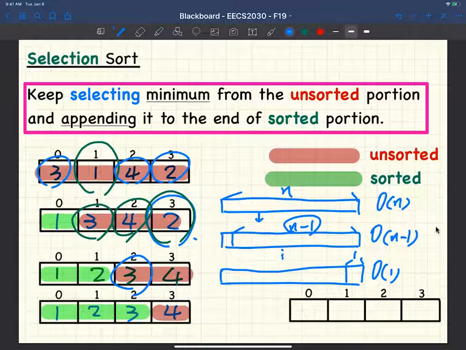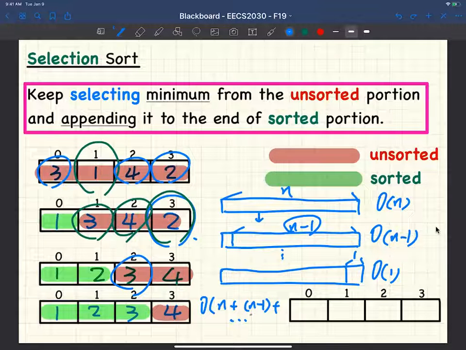Okay, so now it would be something very similar to what we just did. N plus N minus 1 plus all the way to 1. What would that be? N squared, right? That's the arithmetic sequence we just talked about. Okay, big O of N squared. Okay, any question about this?